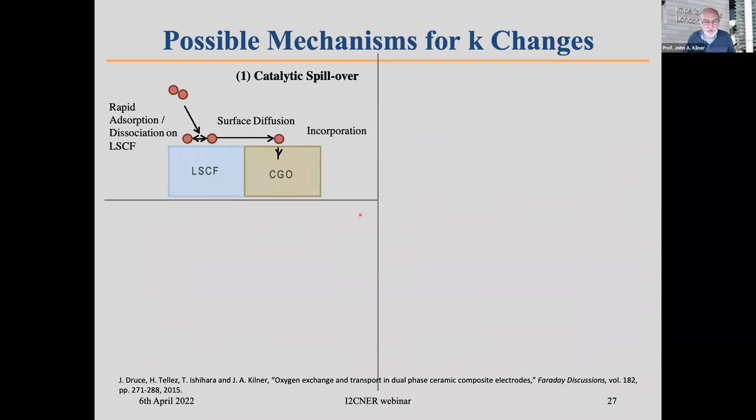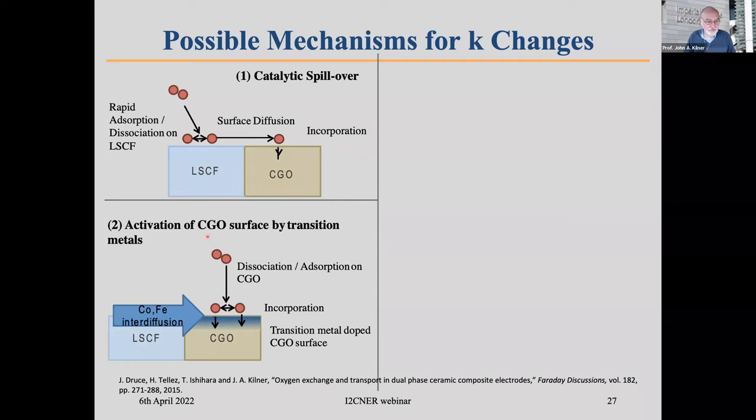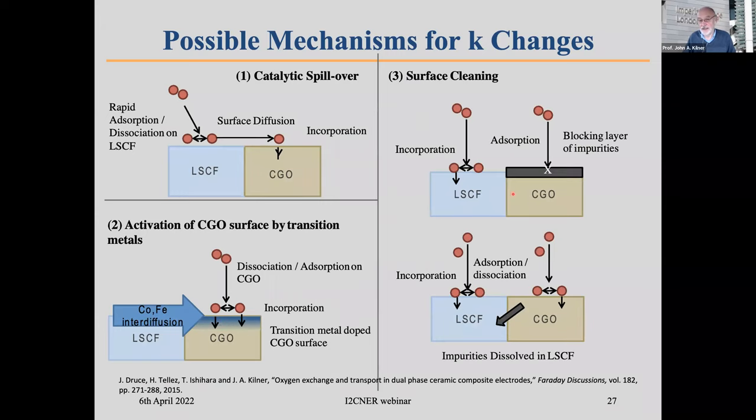So what are the possible mechanisms for the K changes? Well, we could have catalytic spillover, as is often put about in the catalytic literature, where we get rapid dissociation of the oxygen on the electronically conducting phase. It can surface diffuse and then get incorporated into the ionically conducting phase. Or we could have some interdiffusion of the transition metal cations that activate the CGO surface in this case. Or we could have what is called a surface cleaning effect, whereby the impurities that are originally on the surface of the CGO are absorbed into the perovskite, and both surfaces now become active for oxygen exchange.